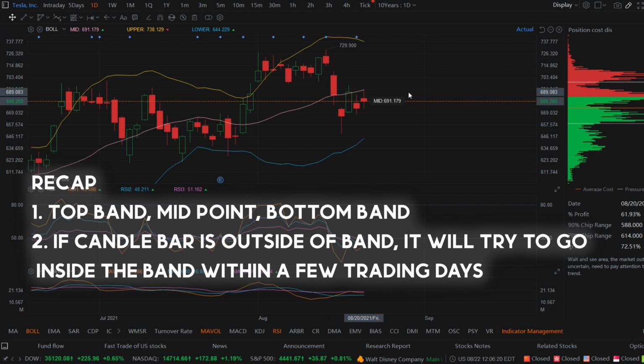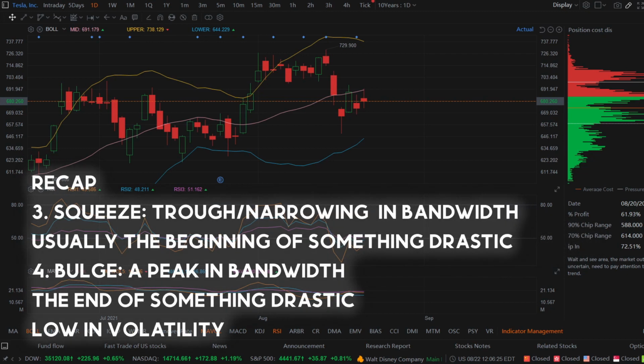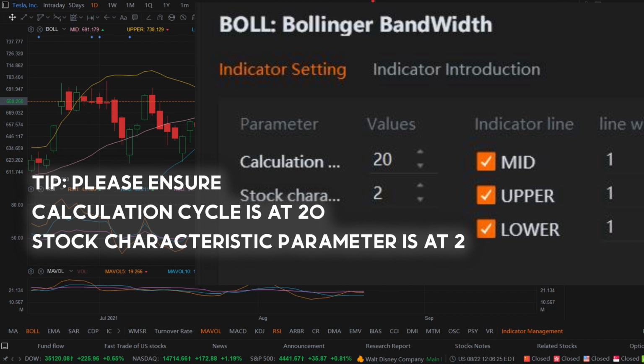Let's do a quick recap on Bollinger Bands: top line, midpoint, and bottom band. Number 2, if the bars are outside of the band, it will go within the bands very quickly. In Tesla's case, it went sideways to allow itself to go within the Bollinger Bands. Number 3, we have the squeeze, which is a narrowing of the bandwidth and the beginning of something drastic most of the time. Number 4, we have the bulge, which is a peak in the bandwidth and the end of something drastic, for example from a squeeze, and low in volatility. And last, please ensure that the calculation cycle is at 20 and the standard deviation parameter is at 2, as it's the most generic setting that can be used for most scenarios.